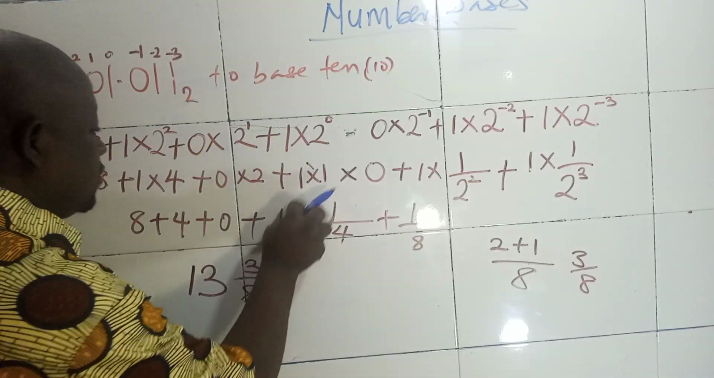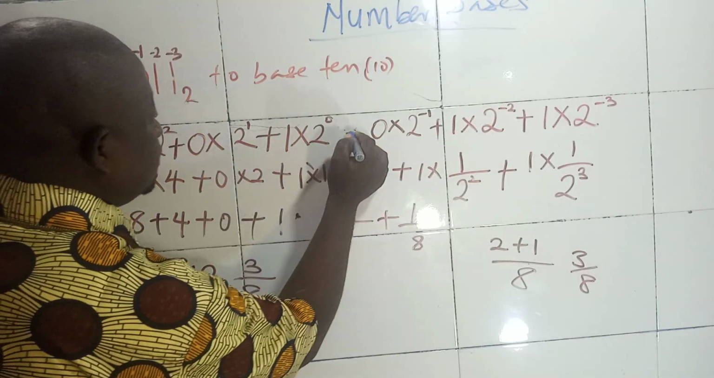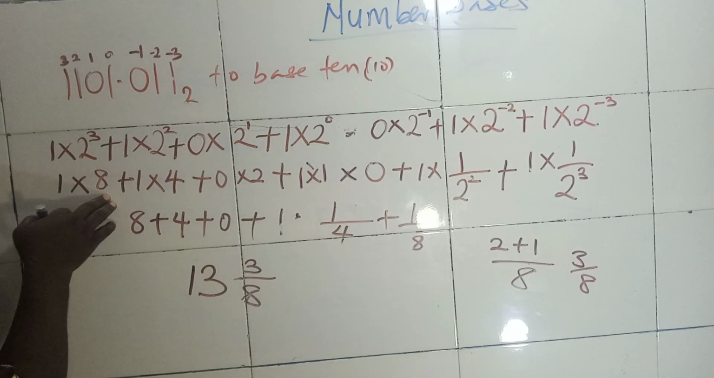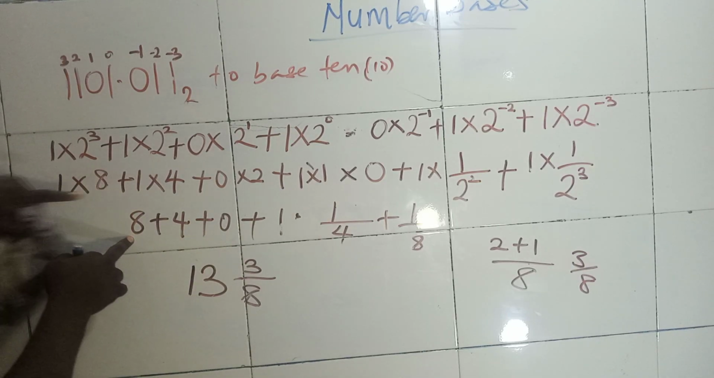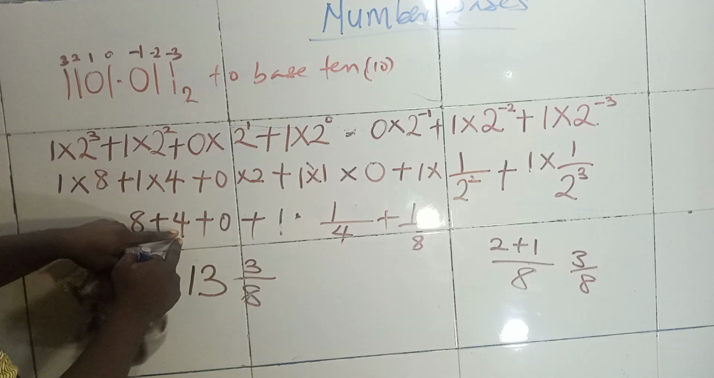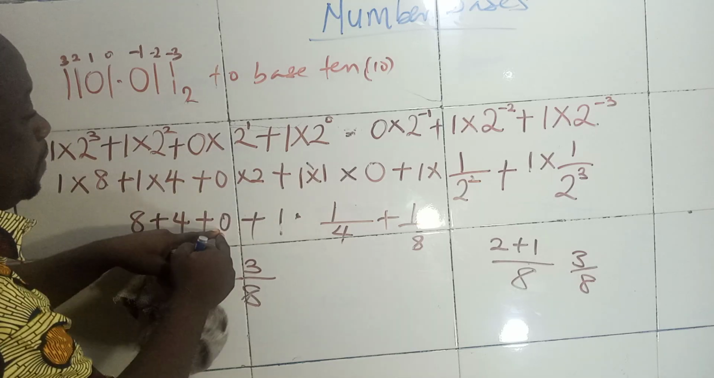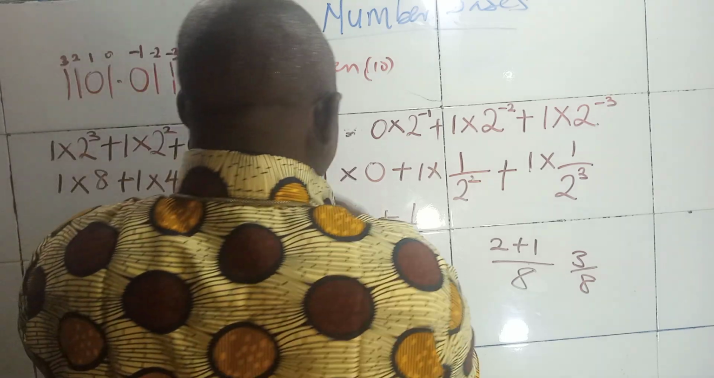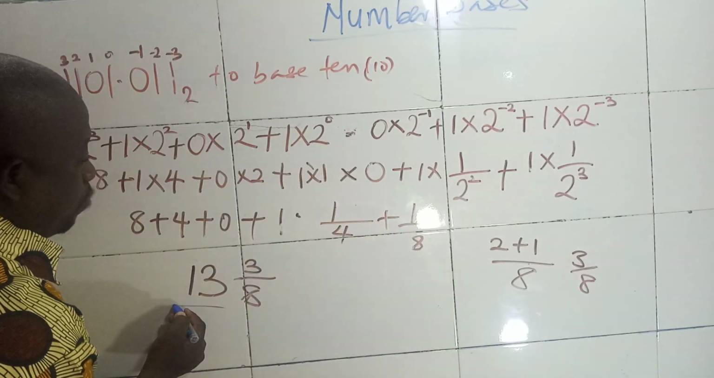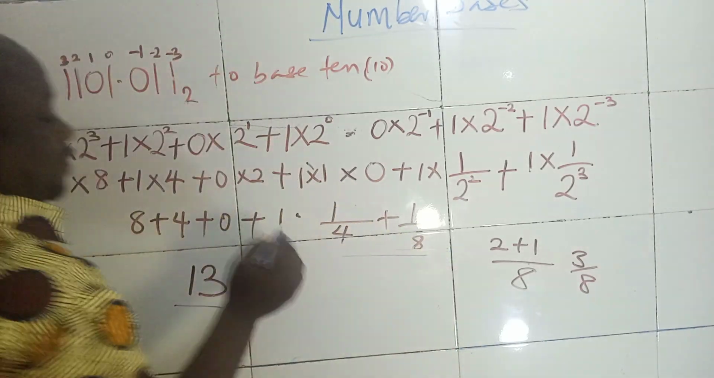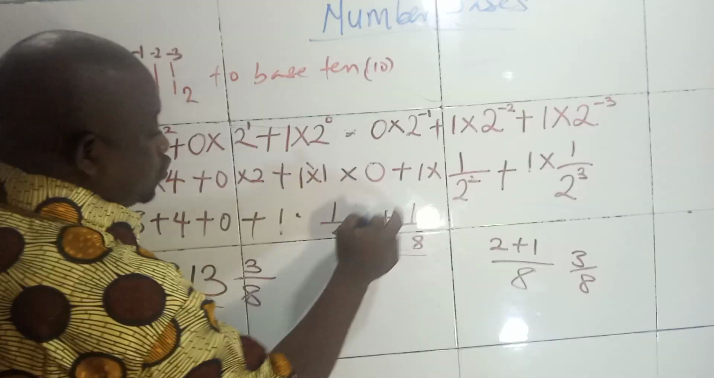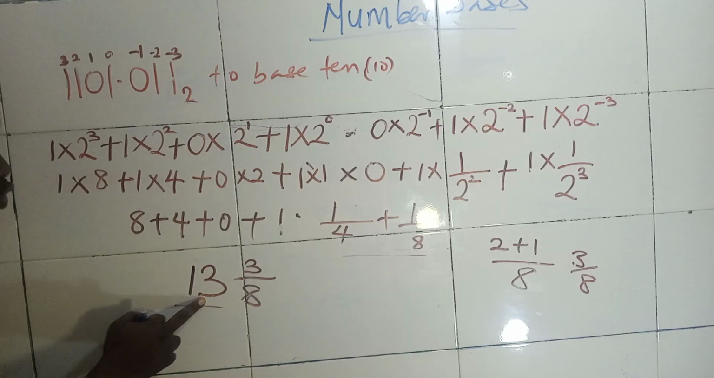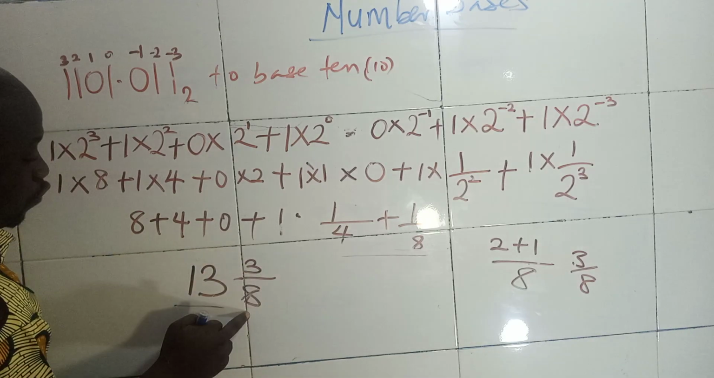This is the dot. So you now follow it: 1 times 8 is 8, 1 times 4 is 4, plus 0 times 2 is 0, plus 1 times 1 is 1. Then the dots that we have: this one would now be the whole number, while this one will be the fraction. So we now have 1 over 4 plus 1 over 8. That is 2 plus 1 over 8, that's 3 over 8. So we now have 13 whole number, 3 all over 8.